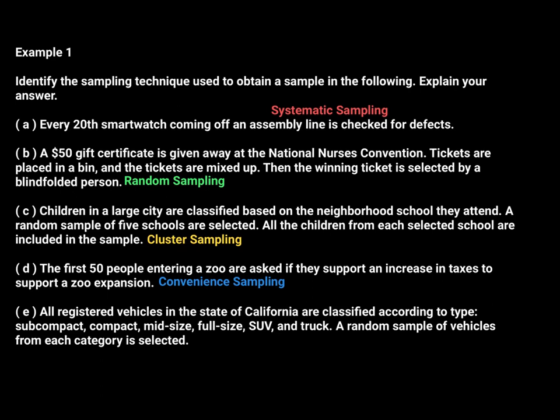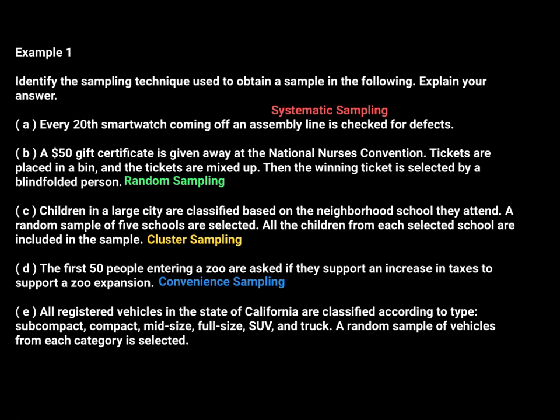So it's likely that these people being asked if they support an increase in taxes to support a zoo expansion are going to say yes, I support that, because they're at the zoo. They like the zoo. They are supporters of the zoo. So this sampling technique, although it's relatively easy to obtain, could be very much biased. So we just have to be careful when we're using a convenience sample.